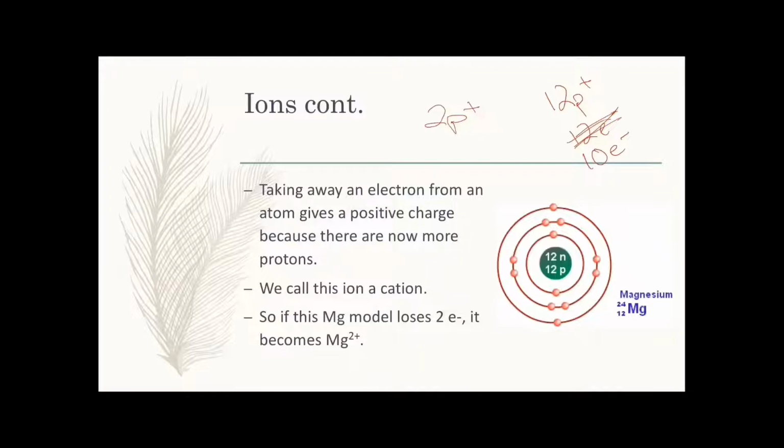With positive ions, we call these cations. So a good way to think about it is cat. When your cat has a lot of catnip, it's positive and running around all freaking weird. Think about cat as in positive. Cat, positive. Your cat is positive on catnip. It's a good way to think about it.